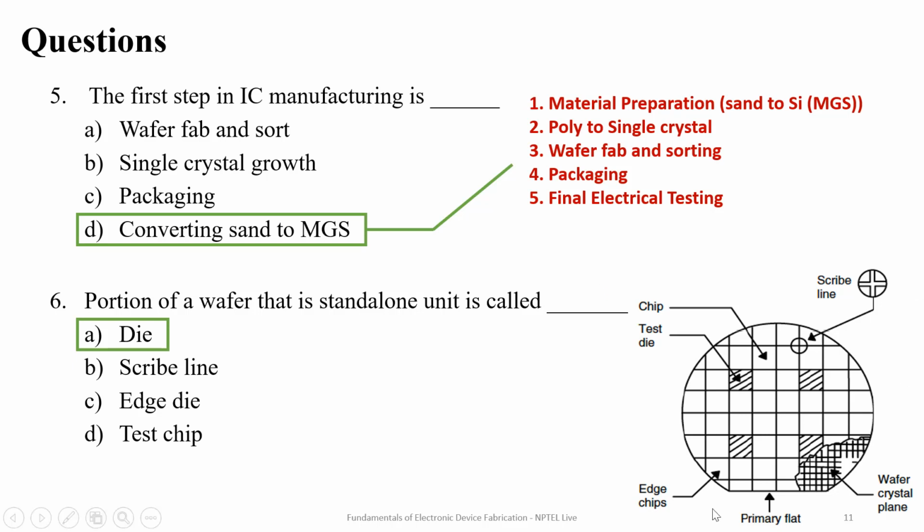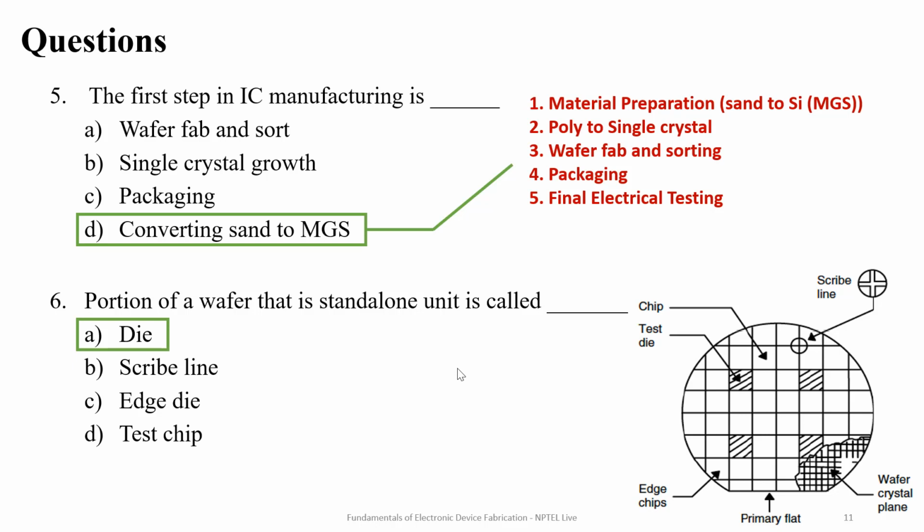So this is our wafer. Our wafer has a primary flat and we have edge chips, and then in between we have regions that are used for the electrical testing part. Those are known as test dies, and the functional standalone unit is known as a chip. So these units are separated from each other using scribe lines. So these are the things that you can find on a silicon wafer.